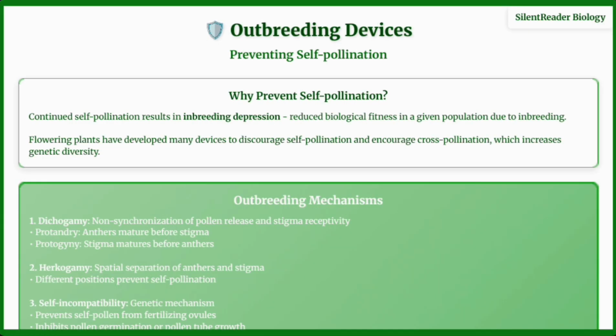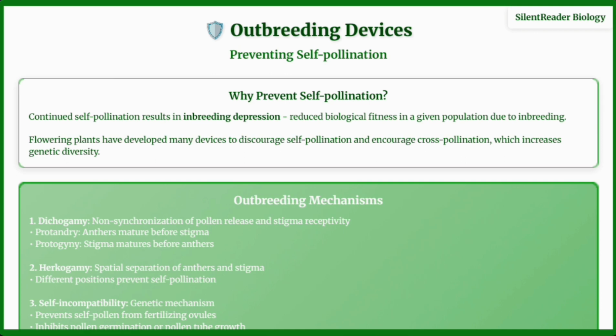Now let's explore the fascinating outbreeding devices that plants have evolved. Majority of flowering plants produce hermaphrodite flowers where pollen grains are likely to come in contact with the stigma of the same flower. However, continued self-pollination results in inbreeding depression, reduced biological fitness due to inbreeding. To counter this, flowering plants have developed many devices to discourage self-pollination and encourage cross-pollination, which increases genetic diversity.